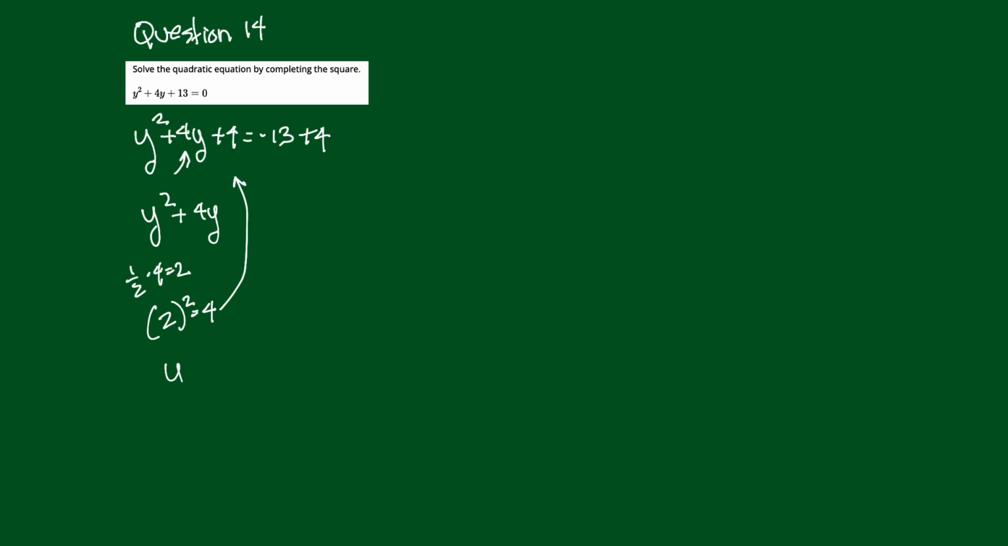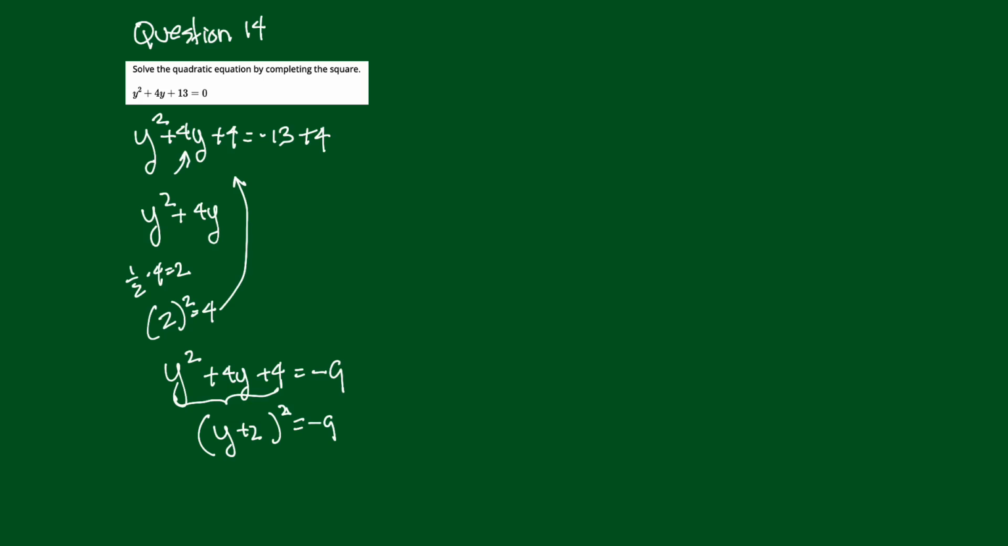All right, so here's where we are. Y squared plus 4y plus 4 equals, now negative 13 plus 4 is a negative 9. And this side over here, we have created the square of a binomial. What goes in here? The y, and then exactly half that coefficient. So we get y plus 2. That's equal to negative 9.